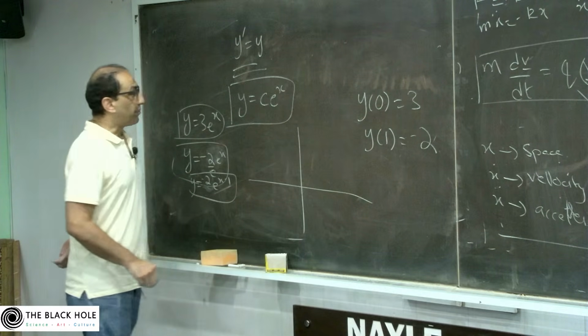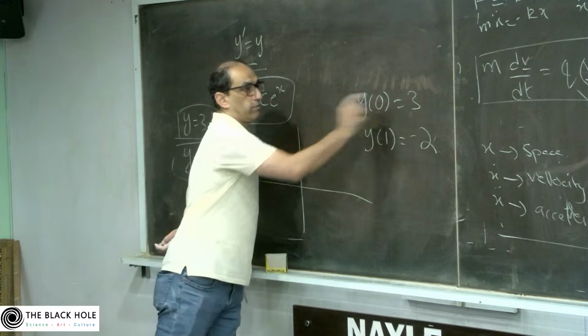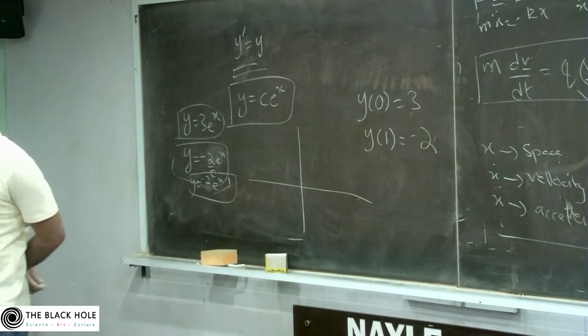Okay. But the thing is, what is the point here? For different x, at 0, initial y is 3.